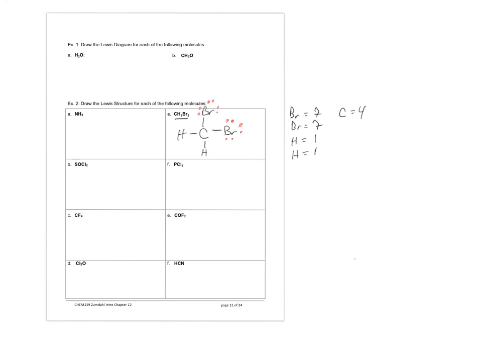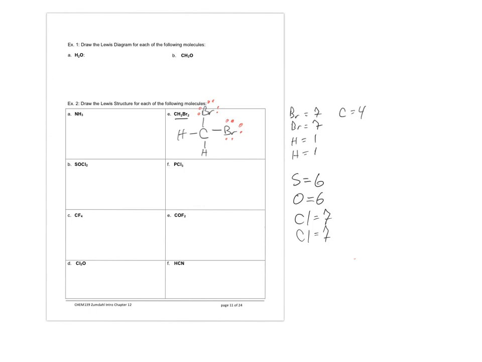Now, if you go ahead and do some of the others, for instance, here you have sulfur, right? Do the same thing here with B. Let's go to B and do sulfur. Sulfur has 6 electrons in the outer shell. Oxygen has 6. Chlorine can only make 1 bond each, because chlorine has 7, and there's 2 of them.